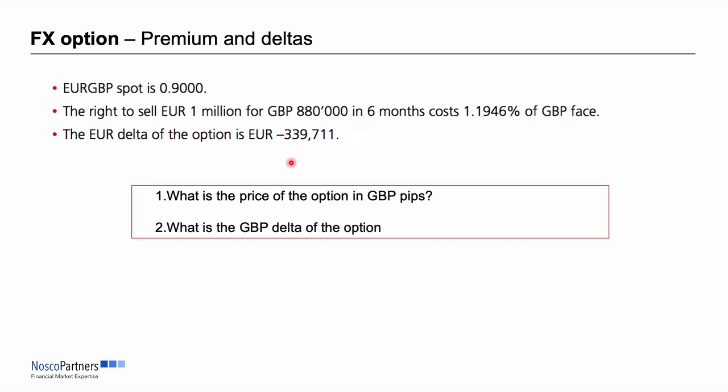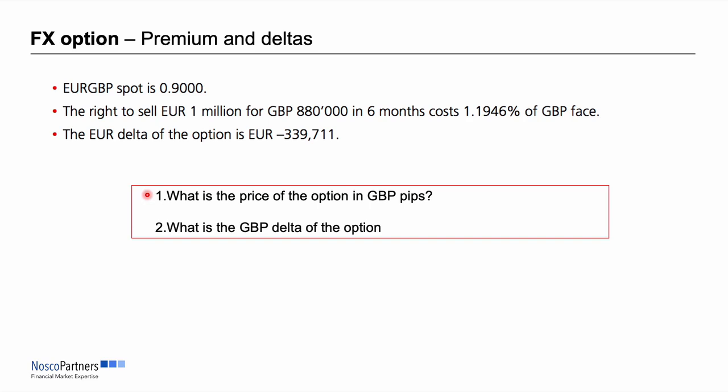Now the questions. First, please convert this price into pound pips. Second, what is the pound delta of the option? Now let's first deal with question 1.